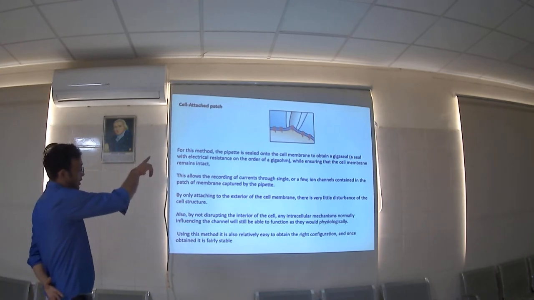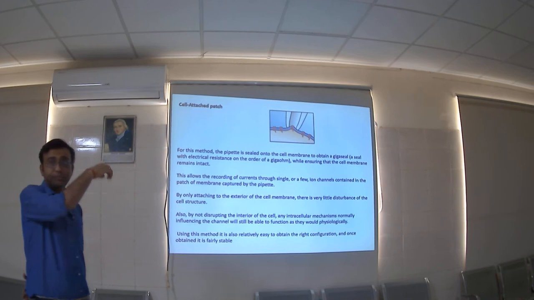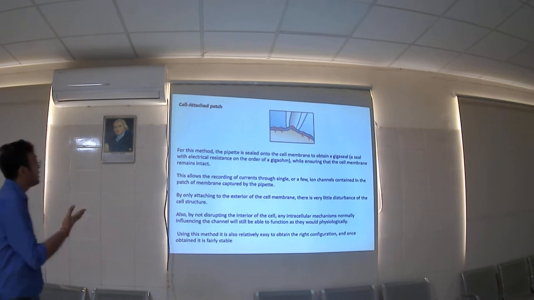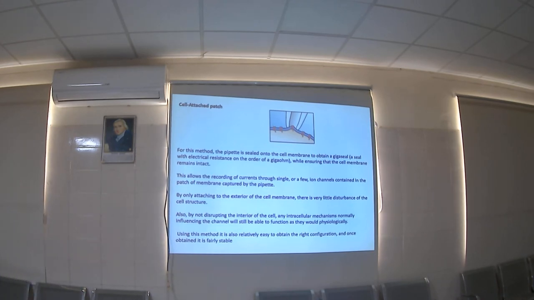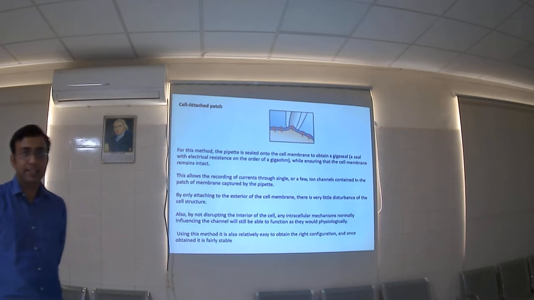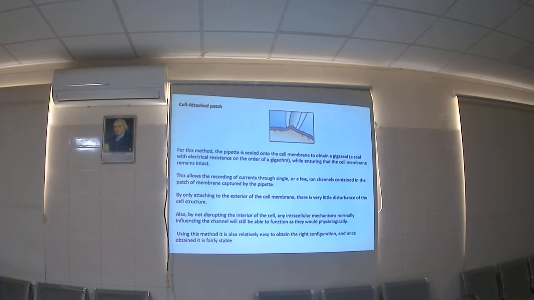This cartoon actually shows the electrode on one of the ion channels. कि वो आयन चैनल को उन्होंने पैच किया उस मेम्ब्रेन को. The details are: the pipette is sealed onto one cell membrane to obtain a gigaseal, with electrical resistance on the order of a gigaohm, while keeping the cell membrane intact. So this is an important point in this variation, in cell attached patch, the cell membrane remains intact, right? And this allows the recording of current through a single or a few ion channels contained in the patch of membrane captured by the pipette.